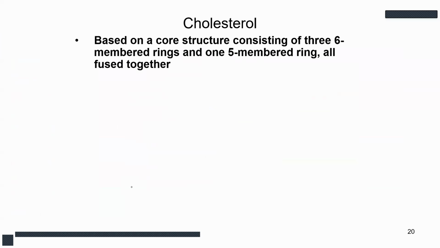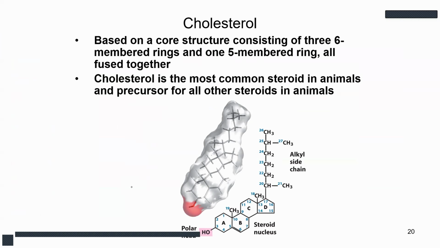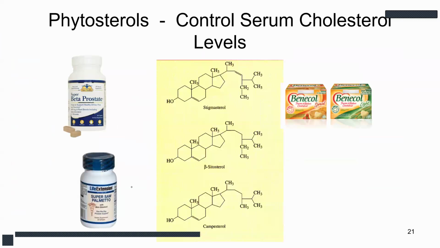So cholesterol is based on a core structure consisting of three six-member rings and one five-member ring, all fused together. That's what it looks like. That is cholesterol. Cholesterol is a steroid. It's the most common steroid in animals and a precursor for all other steroids in animals.